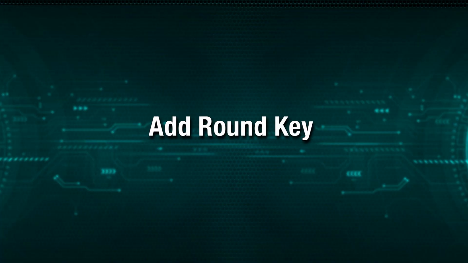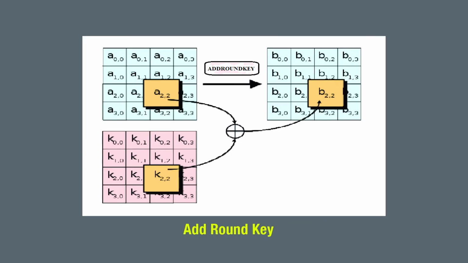Add round key. The 16 bytes of the matrix are now considered as 128 bits and are XORed to the 128 bits of the round key. If this is the last round, then the output is the ciphertext. Otherwise, the resulting 128 bits are interpreted as 16 bytes and we begin another similar round.